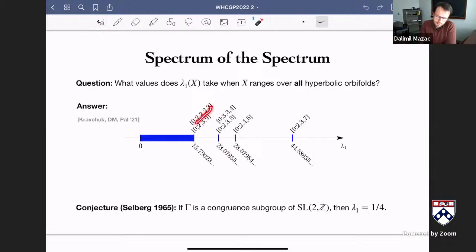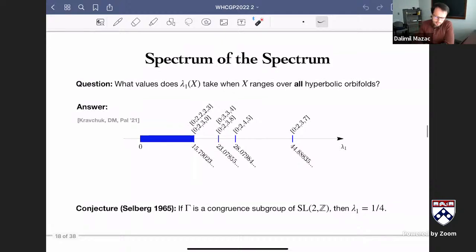So the 4-punctured sphere has a 2-dimensional moduli space. And at a symmetric point of the moduli space, lambda 1 is maximized. And then if you take the pairs of 2 punctures far away, lambda 1 goes all the way down to 0. So that's why I get this continuum.